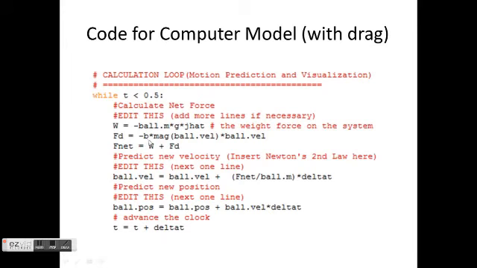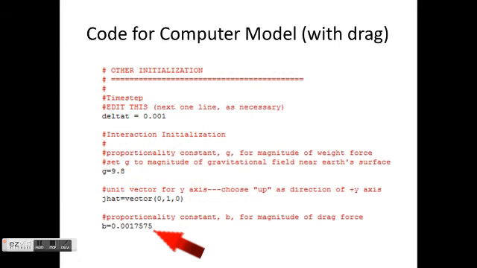We set b to a value so that the final observed position of our experiment was close to the final model position, and so we came up with a b that was 0.0017575.